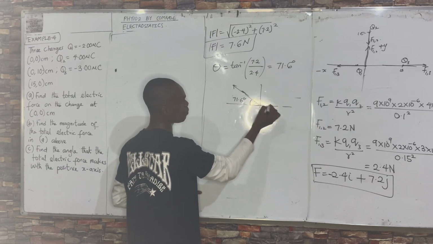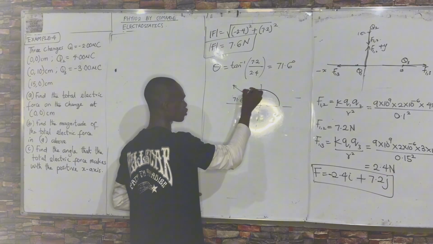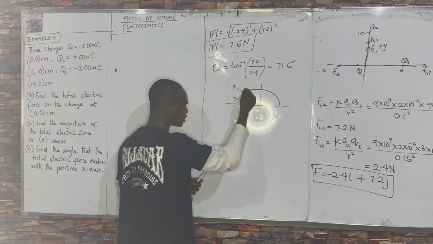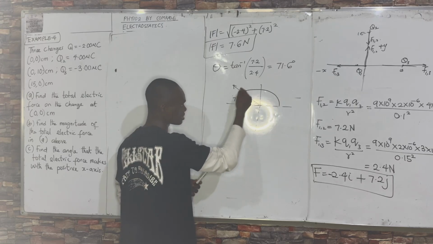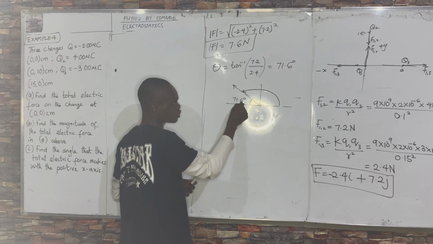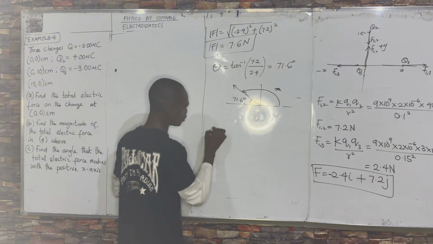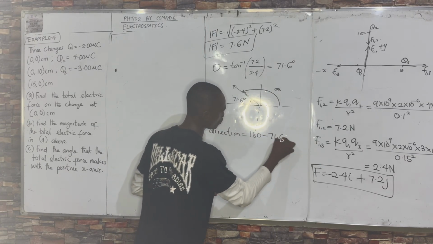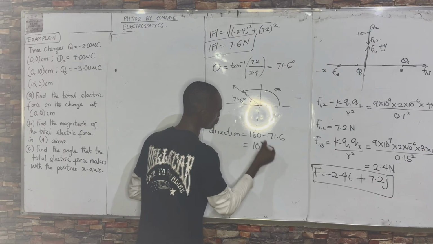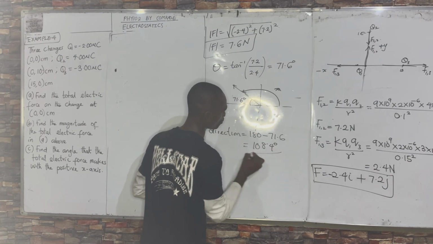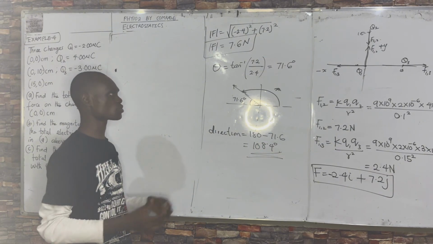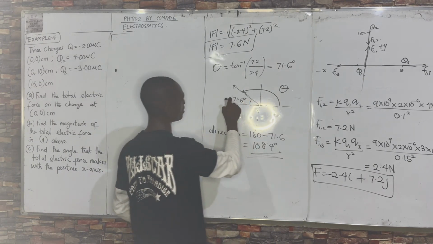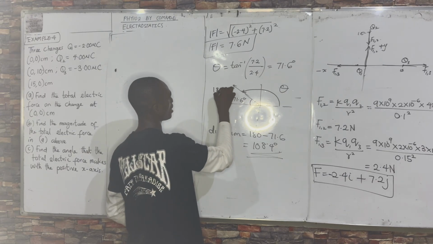But you want to know from the positive x-axis, anti-clockwise direction to the vector. Don't forget, the sum of angles in a straight line is 180. So if this part is already 71.6, then what will be this part? So your original direction will be 180 minus 71.6, which is 108.4 degrees. That's how it works.